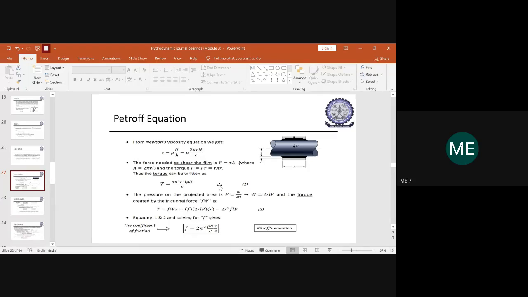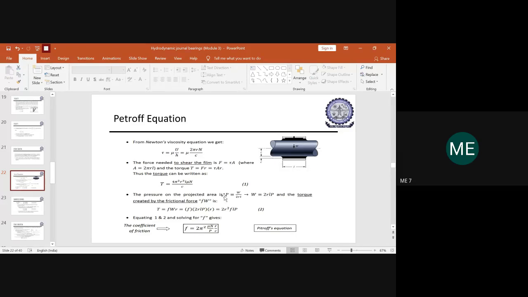Then we also have to come across the pressure exerted across the contact area. For that, we now speak with respect to pressure. What happens here basically is that the pressure on the projected area will be given by W. Suppose at the center you have the pressure acting. The pressure on the projected area will be equal to W, the weight acting in the downward direction, divided by 2 into R into L. R will be the radius of the shaft and L will be the length of the bearing.